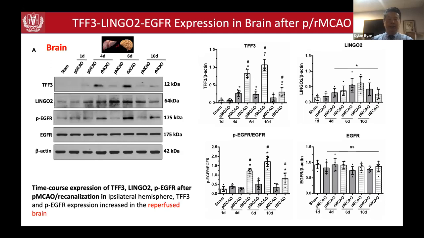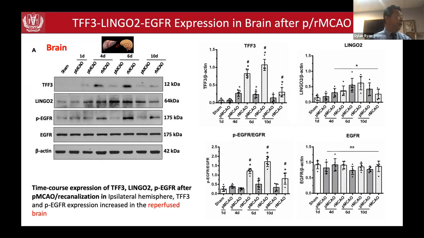You can see here, in the brain, if we don't open the vessel, it's called PMCAO, permanent occlusion, or R means recanalization, right? You can see only in the recanalization group, day 4, day 6, even day 10, the TFF3 level increases, the top one. On the right side, you can see TFF3 increase several times higher than the one without delayed recanalization. So you have good guys coming out of the liver, staying in the blood. But if you don't reopen the vessel, it's all wasted, right? It's like you have money in the bank, but you cannot withdraw cash. That means you don't have anything.